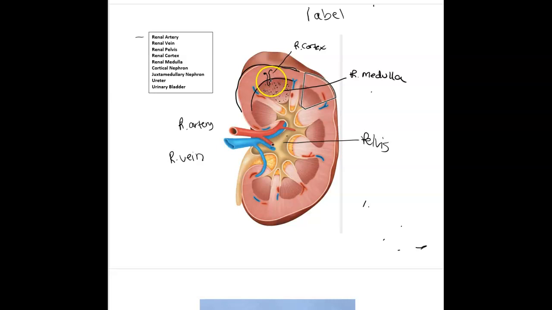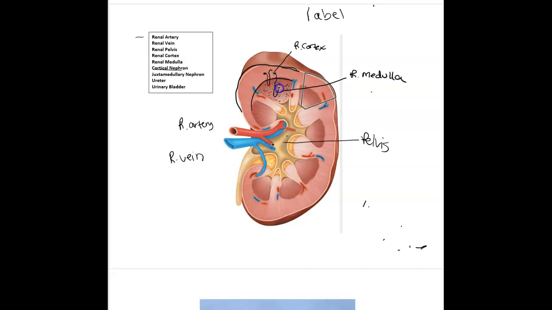So there's two types of these nephrons. What I drew here looks more like a cortical nephron. If you think of it like this, which is pretty simple, the nephron exists more in the cortex. Whereas the juxtamedullary nephron is going to sort of sink lower.